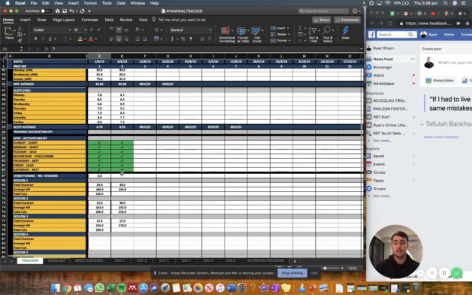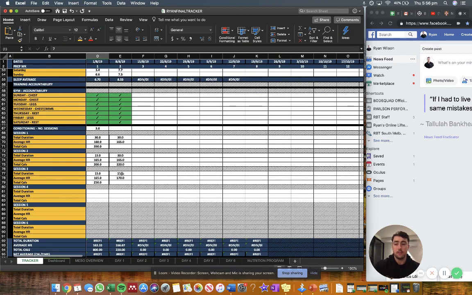Down below, we've got training accountability, so gym accountability, which basically just means, did you train on the days that you were meant to train? So if you did, just a green tick. If you didn't, red cross. Below this is your conditioning.